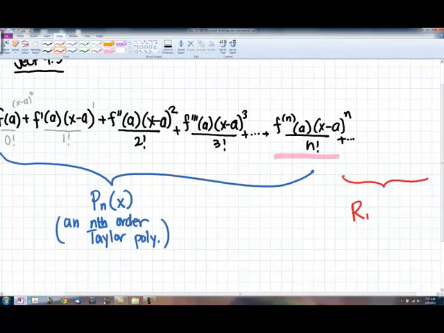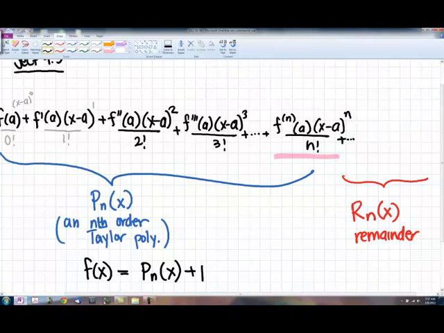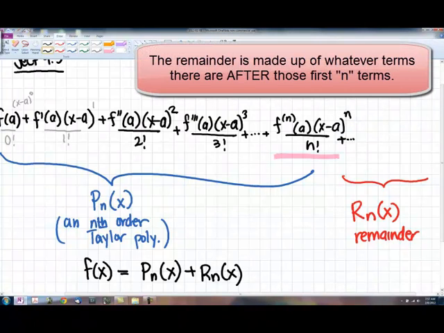That's going to be what we call the remainder, and we'll use an r for it, r sub n of x. And together, these two things make up our f of x. f of x is going to equal the Taylor polynomial plus the remainder. Now let's think about what comes next. What comes right after this nth term?